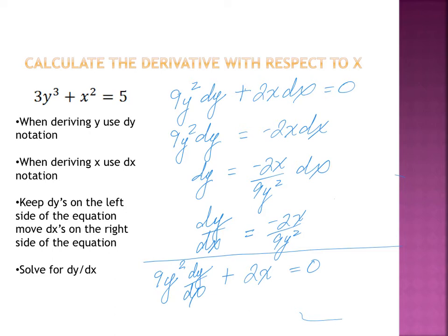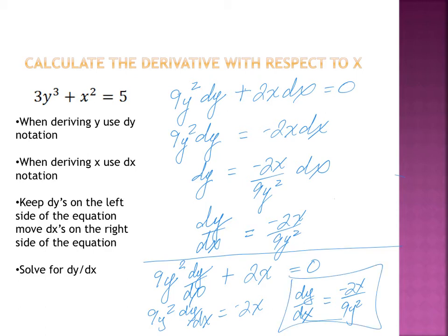And solving for dy over dx, I get 9y squared dy over dx is equal to negative 2x. And very simply, I can say dy over dx is equal to negative 2x over 9y squared. And I'm done. So another option.